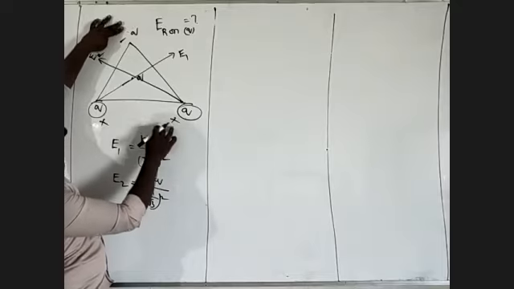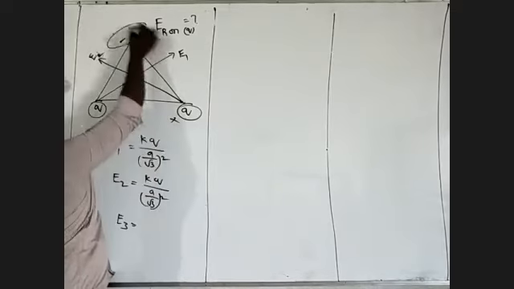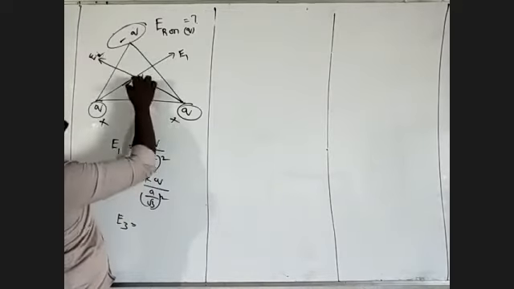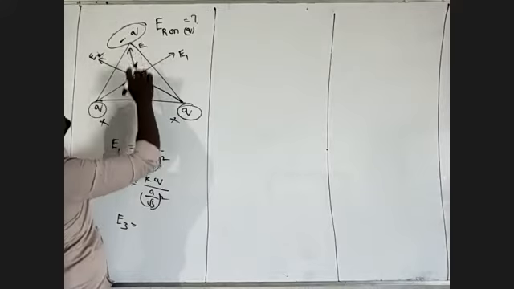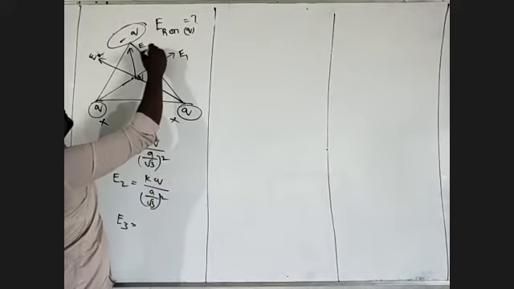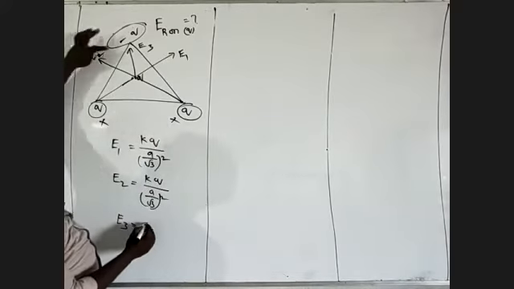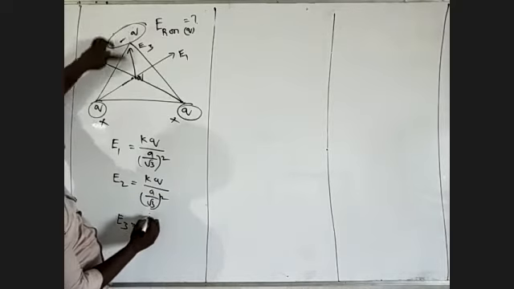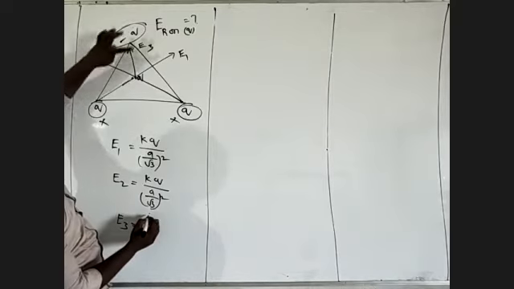These two charges are opposite. The negative charge will attract the charges in the upward direction. That is E3. E3 we are calling. At this point we have to calculate E3 due to the charge.